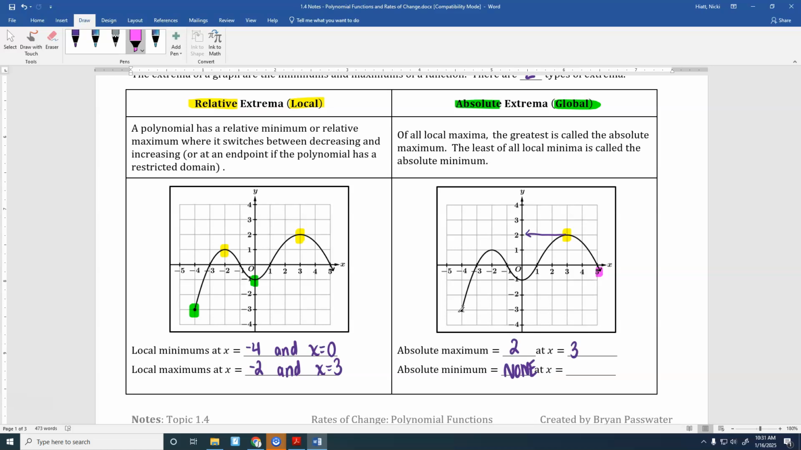Does that make sense? So for the local, because it's restrictive, you can't say it's none. Local doesn't have to be the lowest point on the graph. Local is lower than the points around it. For example, this point right here is definitely not the lowest point on the graph. Over here is lower, right here is lower, there's lots of points lower than that. But it's still a local minimum because where you switch from decreasing to increasing, this point is lower than all of the points right beside it. So it can be a local minimum, just can't be an absolute.